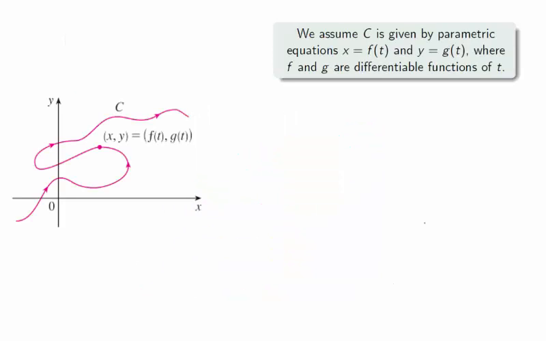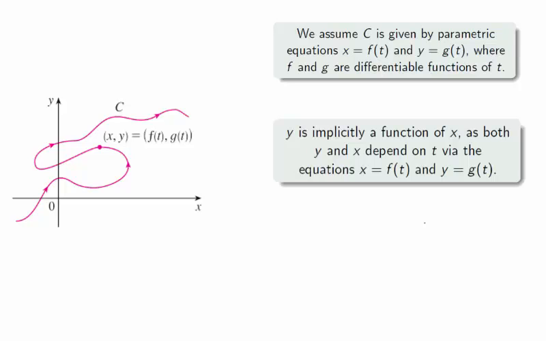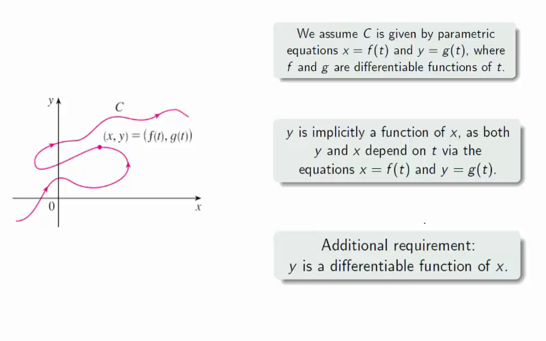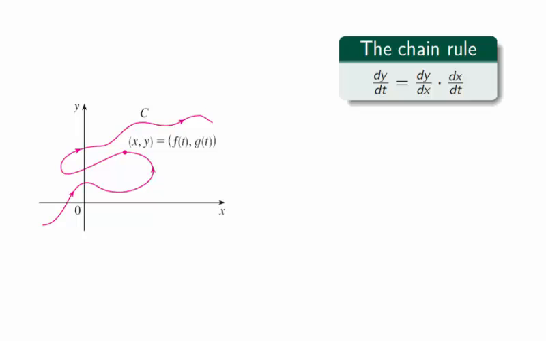For this, we assume that C is given by parametric equations x equal to f of t and y equal to g of t, where f and g are differentiable functions of t. At this point, one should note that y is implicitly a function of x, as both y and x depend on t via the equations x equal to f of t and y equal to g of t. Thus, we also make the additional requirement that y is a differentiable function of x. Bearing this in mind, recall the chain rule.